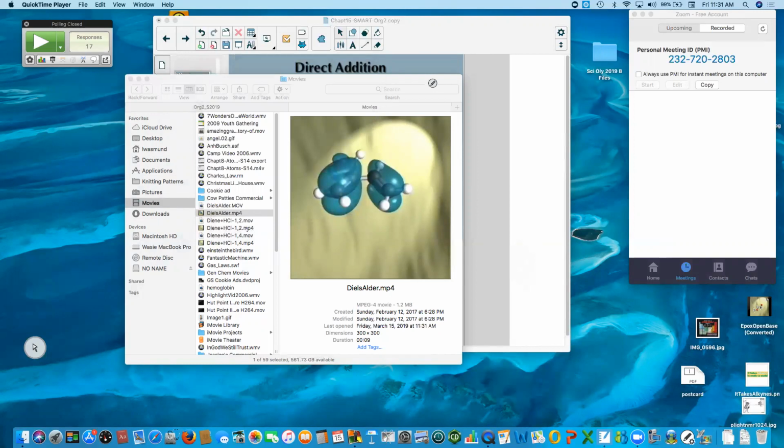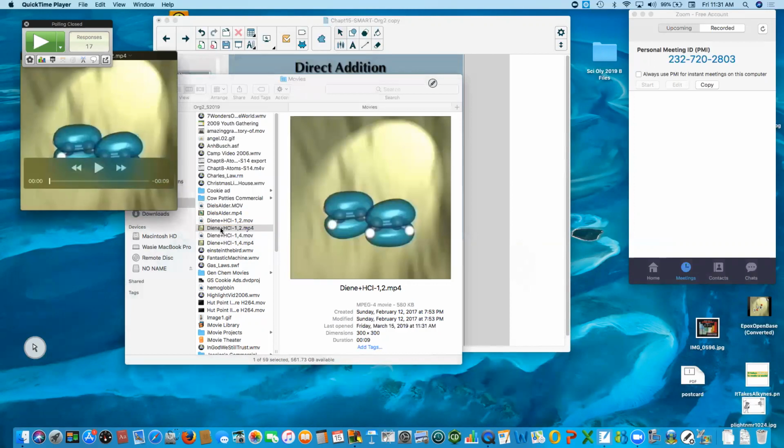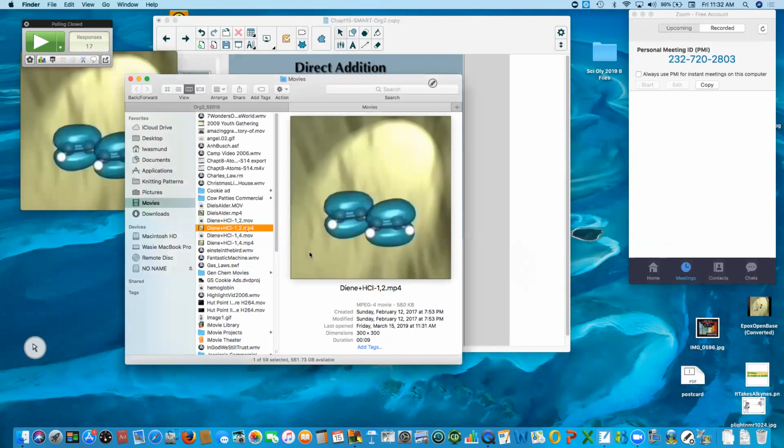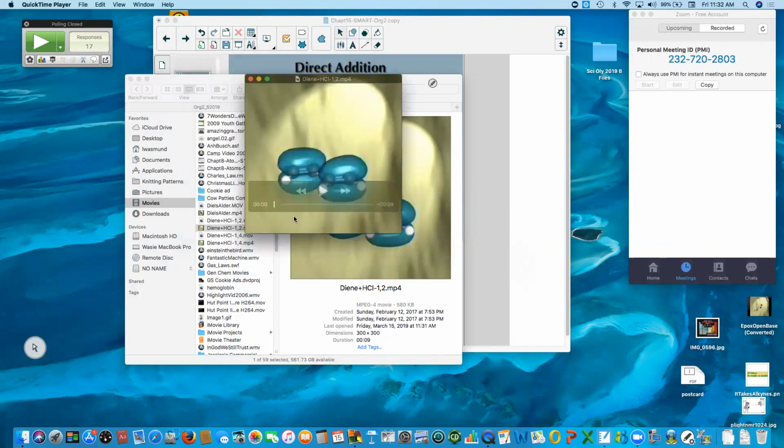Did I hit the wrong one? Oh, I did. I got up. There we go. All right, what's this one? This is it. All right, let me get this moved down. They have the molecules low.